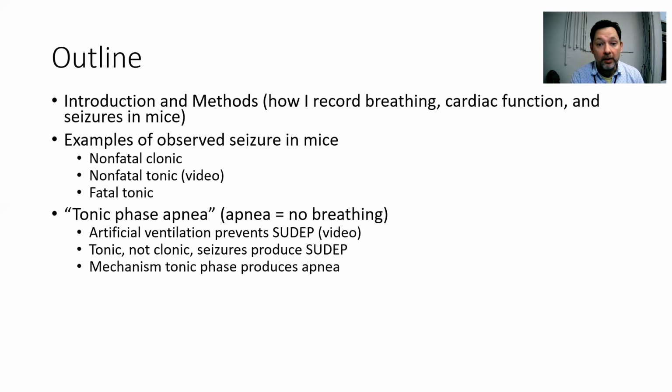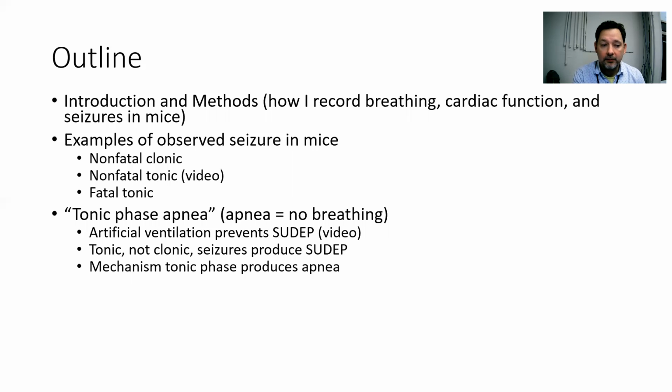Apnea just means no breathing, literally from Greek. And tonic phase because the apnea that I see in these mice occurs during the tonic phase of seizures. I think that it's very significant. Like I say, I think the failure of breathing is the important aspect in these mice. And so I'm going to show you that this apnea, if we can prevent it with artificial ventilation, we can prevent SUDEP in these mice in a certain model that we have.